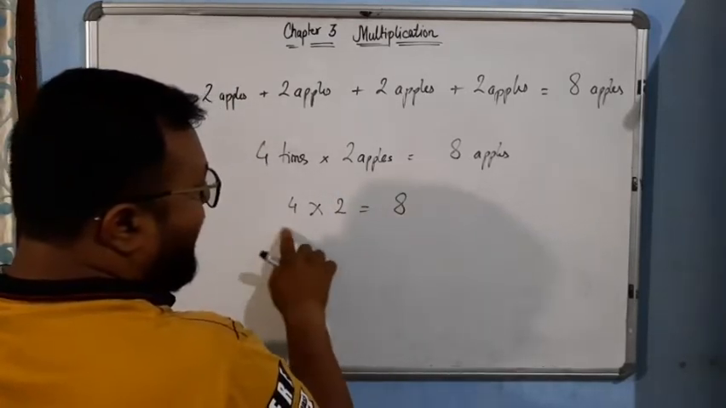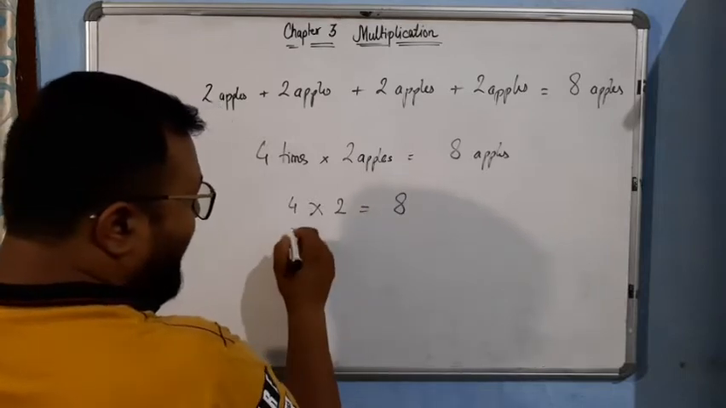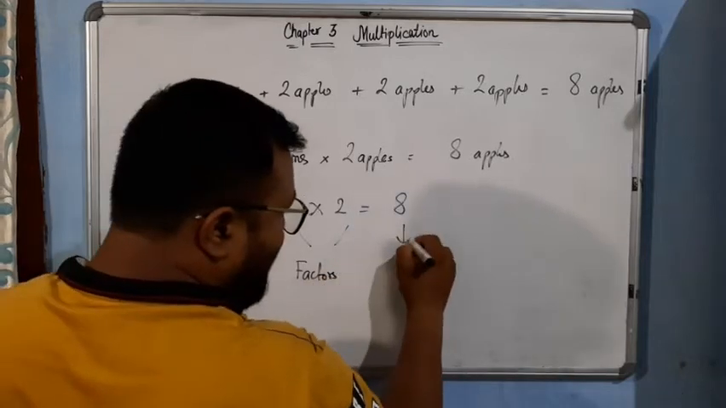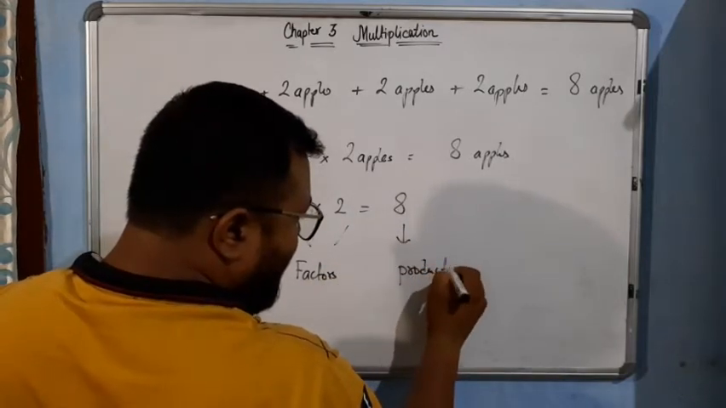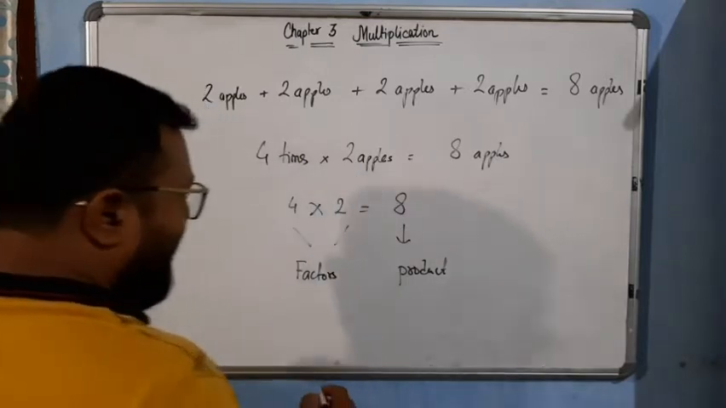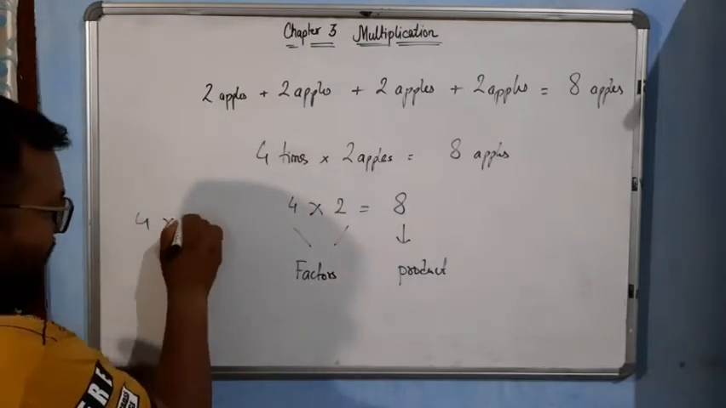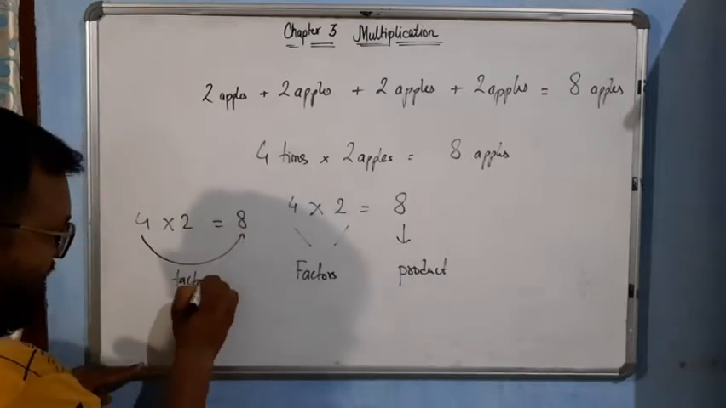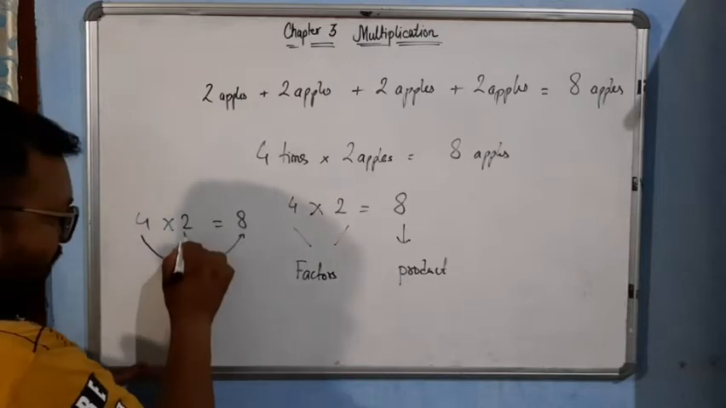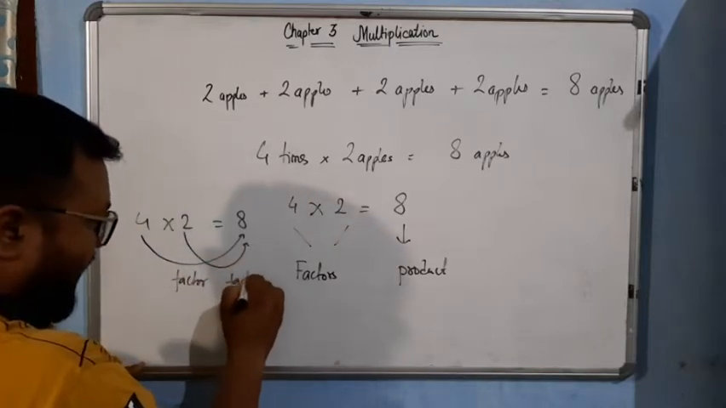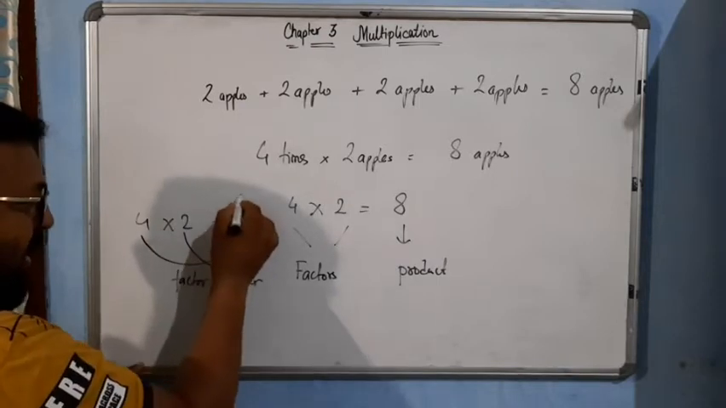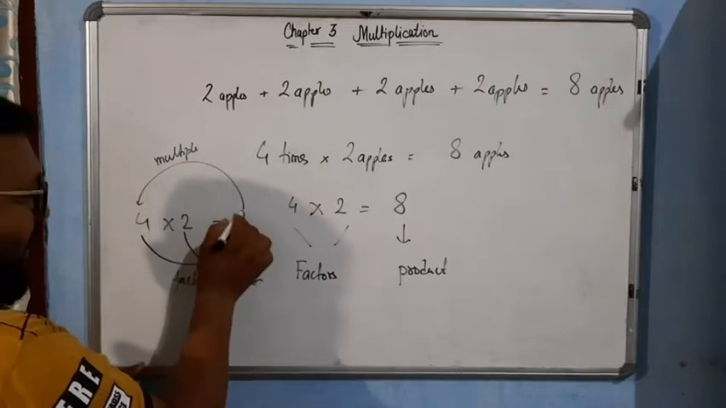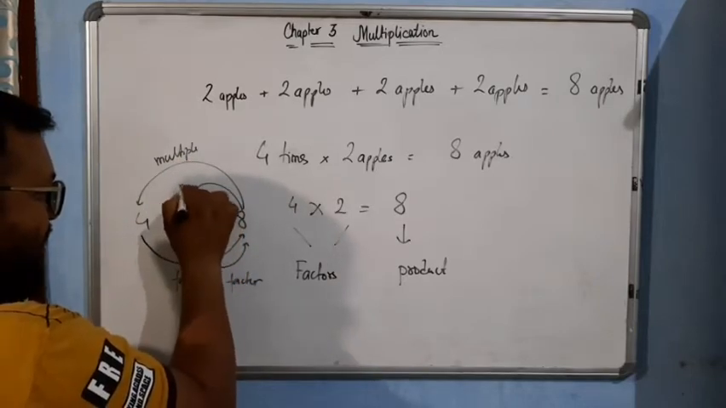This, the process of multiplying a number, is what? Multiplication. Here these two numbers are known as what? Factors, and this is known as what? Product. The result is the product. But we can say that this 4 into 2 equal to 8. 4 is the factor of 8, and 2 is also the factor of 8, and 8 is the multiple of 4, and 8 is the multiple of 2 as well.